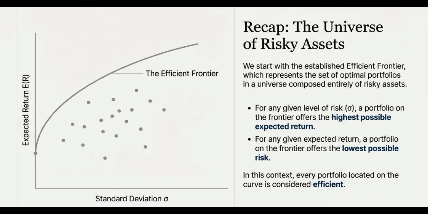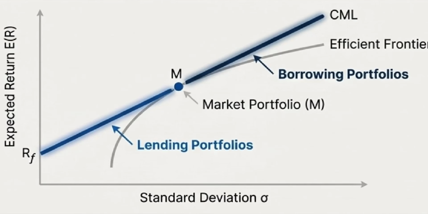Right. It was a trade-off. You wanted higher returns, you had to move up the curve and just accept more risk. But that whole thing was constrained by covariance. Yeah. By how assets move together. Precisely. And now we introduce the factor that changes that entire constraint. The risk-free asset, which we denote as R sub F.